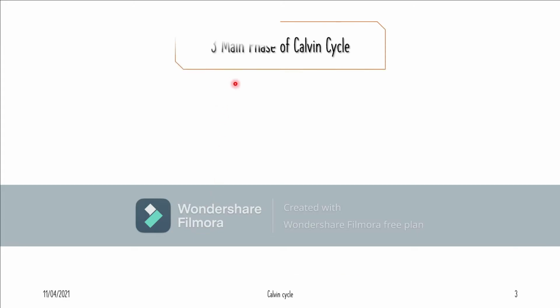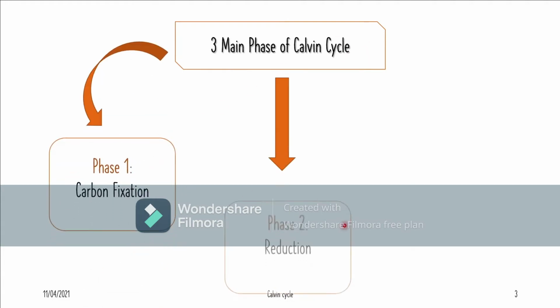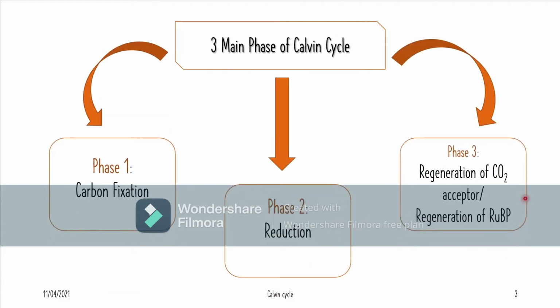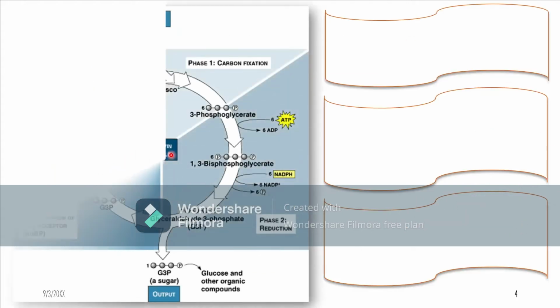So let's learn more details about the Calvin cycle. There are 3 main phases of the cycle: phase 1, phase 2, and phase 3. Phase 1 is known as carboxylation, phase 2 is known as reduction, and the last phase, phase 3, is known as regeneration of the carbon dioxide acceptor, or regeneration of RuBP. Let's focus on our carbon cycle diagram.